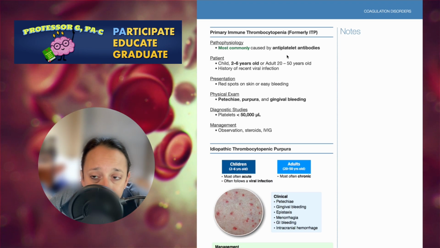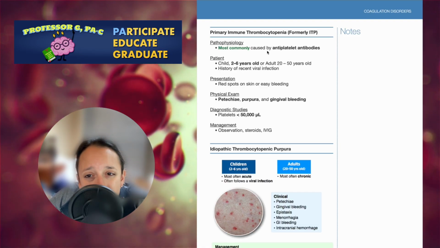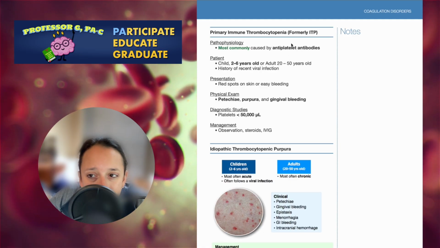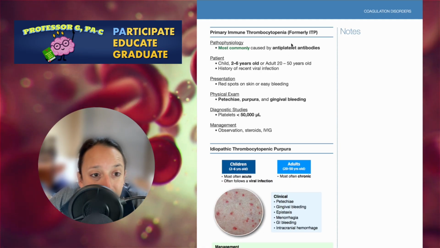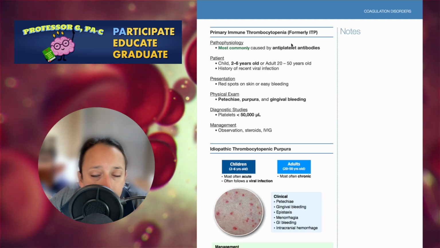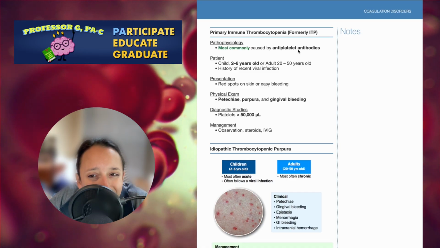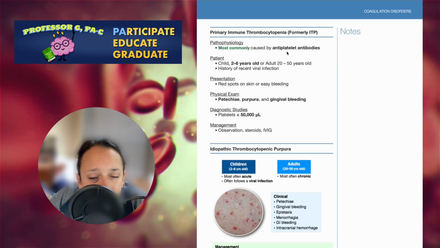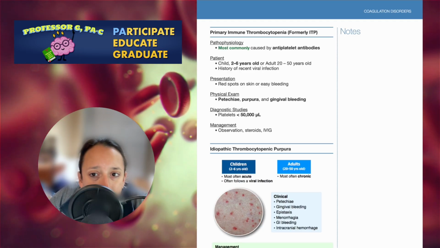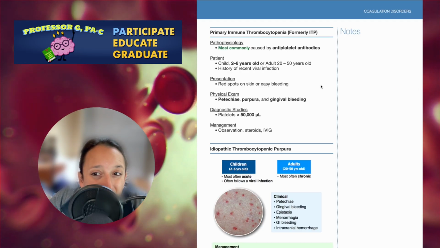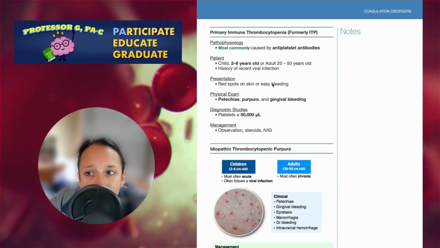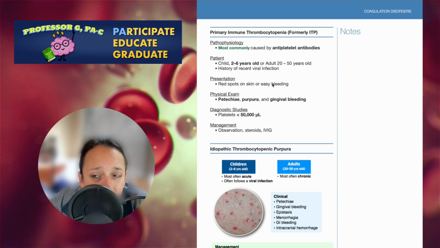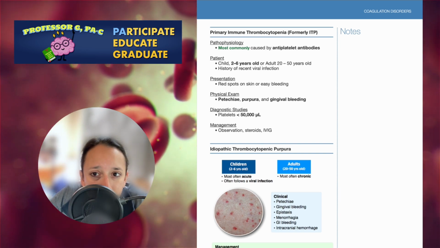So ITP is an autoimmune disorder where the body produces antibodies that attack platelets. So they attack the platelets and basically mark them for destruction. The spleen marks them for destruction. And the result is an isolated thrombocytopenia, meaning that the platelet count is low, but everything else in the blood looks pretty normal. And ITP can occur after a viral infection, especially in kiddos, or it can be chronic in adults. Sometimes it's associated with other autoimmune conditions like lupus or HIV.